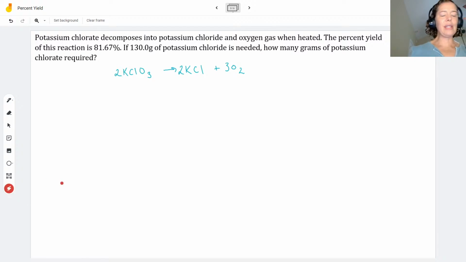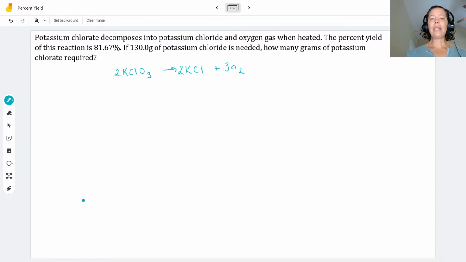Okay, how do I know that this is going to be a stoichiometry type problem? We want to look for information on 2 different molecules, and we want to connect them by a balanced chemical equation. So we were given 130 grams of potassium chloride, and we were also given the percent yield, and we were asked about grams of potassium chlorate. So again, we're given information about several different species, and we are connecting them with a balanced chemical equation. So we are going to be doing stoichiometry at some point in this problem, which means at some point we're going to need to convert to moles.